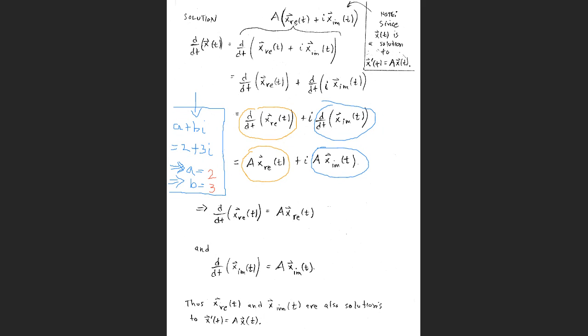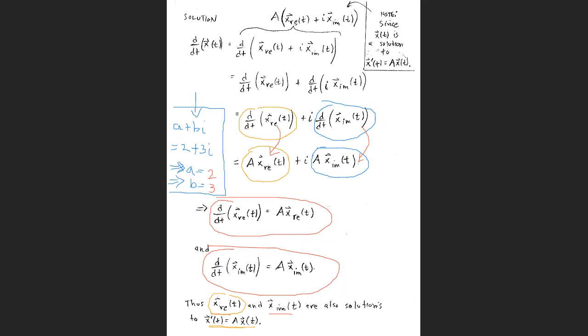Well, I'm doing a similar thing here. The derivative of x real of t has to equal A times x real of t. And the derivative of x im of t has to equal A times x im of t. And that gets us then these two results. And therefore, x real of t and x im of t are also solutions to the linear system of differential equations. And they're real solutions.